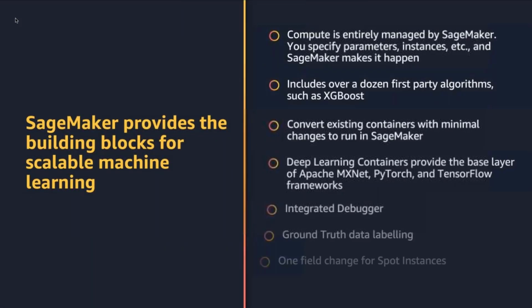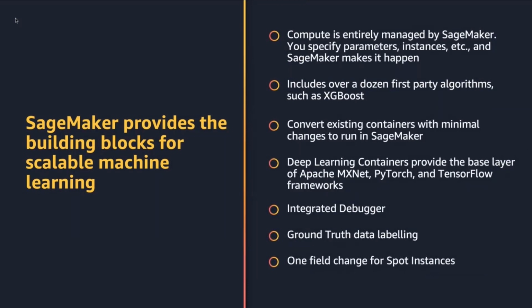And what this looks like is you get the managed service of all your instances, your compute, your AMIs handled for you. You're only billed for when you're using it. That means there's no idle time. It includes a dozen first-party algorithms such as XGBoost, one of the most common algorithms we've seen in machine learning today. It also allows for existing containers to be translated over into SageMaker with fairly minimal modifications.